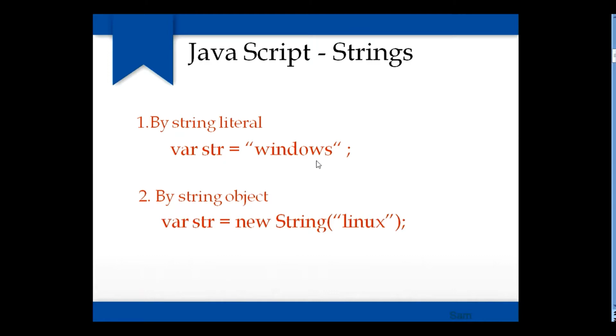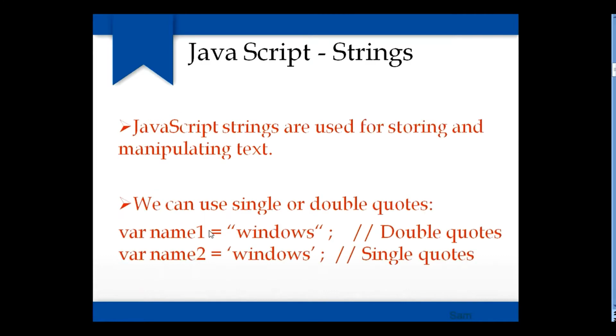Now the second way of creating a string is by using a string object. We use the new keyword here, and this is how we create an object in JavaScript. Now str is an object here in this second method. JavaScript strings are used for storing and manipulating text. Strings are used to store a sequence of characters, and then we can do a lot of operations by using these string manipulation methods in JavaScript.